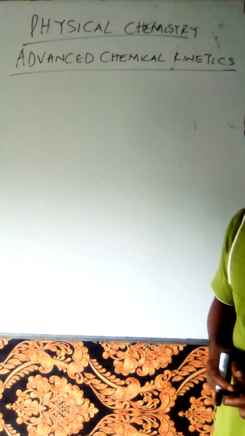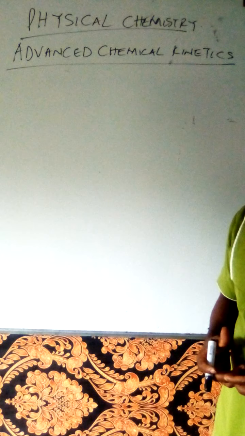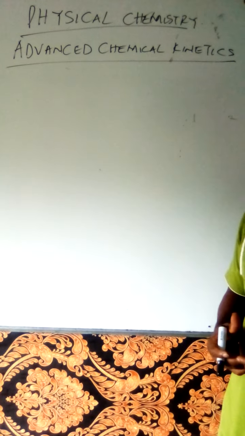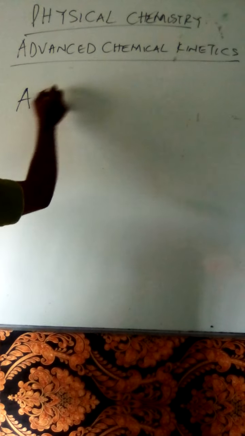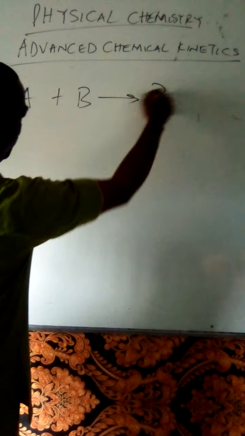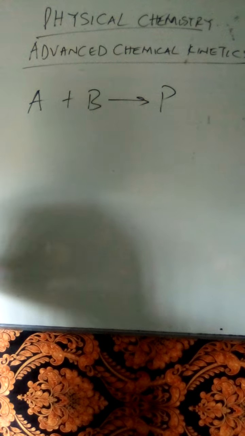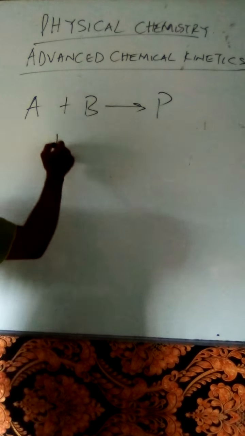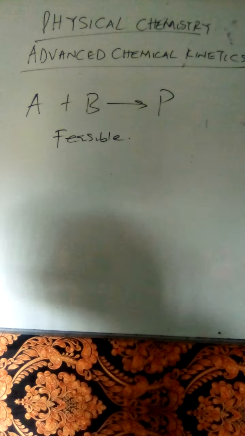What is chemical kinetics? What is for sure when a scientist wants to do an experiment? When a chemical engineer or a chemist wants to do an experiment, for instance, he wants to react substance A and B to produce substance B. So he's going to ask himself two questions. The first question he's going to ask himself is: is this reaction possible, or is the reaction feasible under the specified conditions on which he's going to experiment?